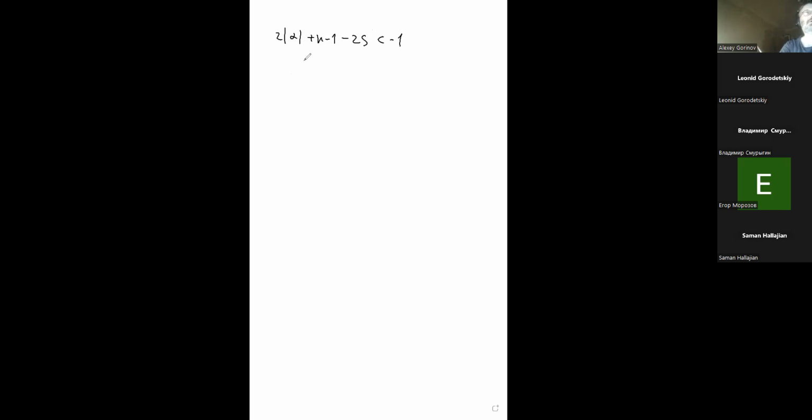Now, let's divide this inequality by 2, and what do we get? No, we get just the modulus of alpha plus 1/2 n minus s, and this should be less than minus 1. And this inequality is true if and only if the modulus of alpha is less than or equal k.